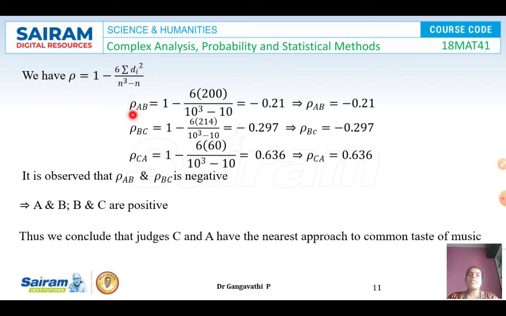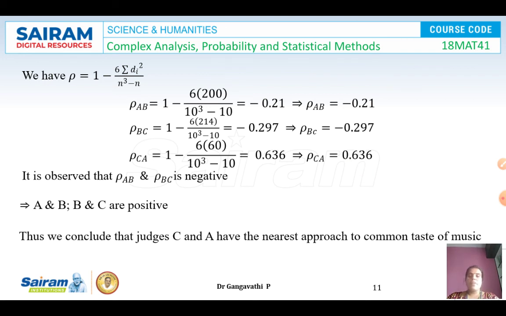So we are going to evaluate rho AB, the rank correlation between Judge A and Judge B, which is given by 1 minus 6 sigma d square over n cubed minus n. We have calculated the sum as 200 for 10 participants, which gives the value as minus 0.21. Similarly, the rank correlation between judges B and C, which has been tabulated here, gives the value minus 0.297. And the rank correlation between judges C and A gives the value 0.636.